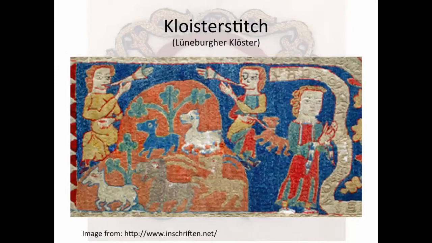Kloisterstitch is similar to Bayeaux Stitch, however, it covers the entire background of a piece. This is a piece of the Lunenburger cloister panel. It's done in wool, and the same thread that is laid is also the one that couches down all of it. Now, most of this is done in wool on a linen background.